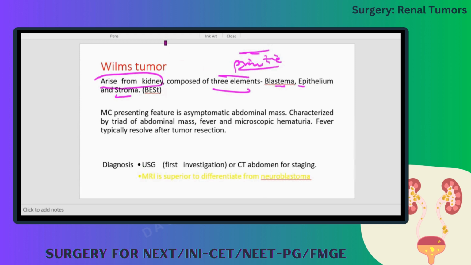While bathing and all, the mother will notice it. Most often the mother will notice an abdominal tumor, an asymptomatic abdominal mass. And here also there is a triad characteristic of mass, fever, and hematuria. Same as the Wilms triad, but here it is microscopic hematuria.